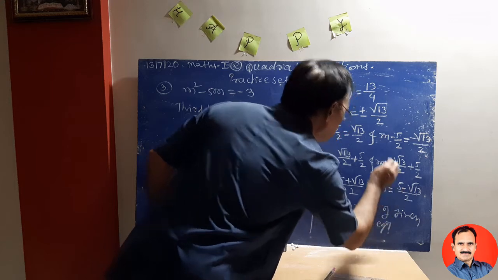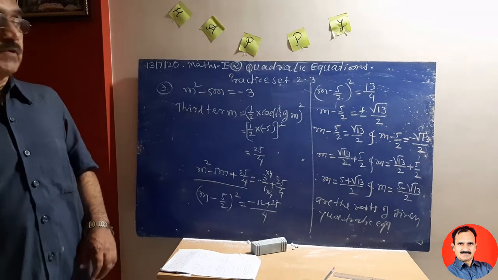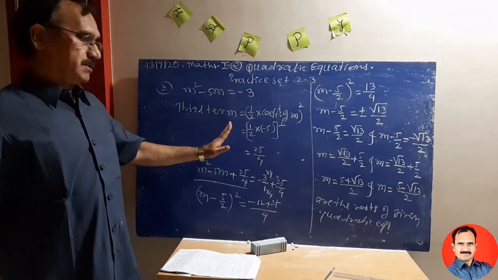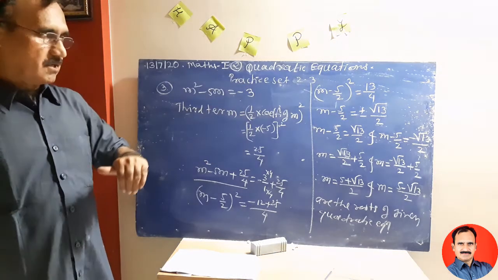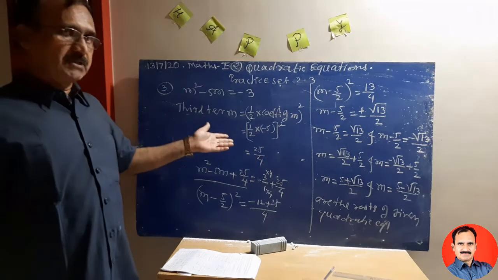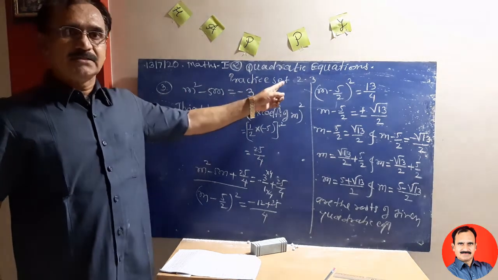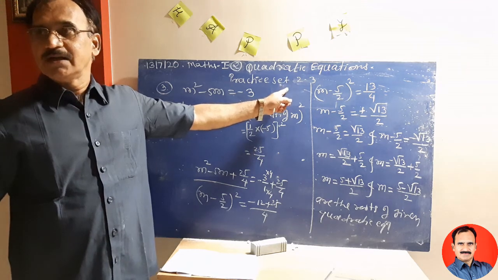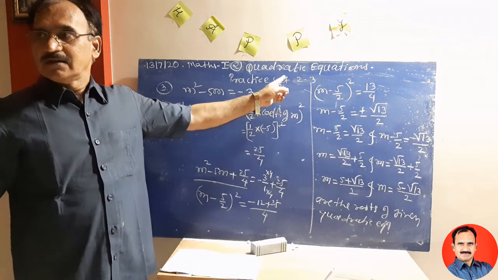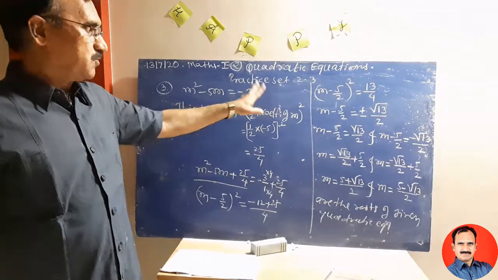Okay, we have seen both methods here. This is the old method, and x minus a is the regular method. We can solve this equation by any one method. Remaining examples from practice set 2.3, solve yourself at your home.